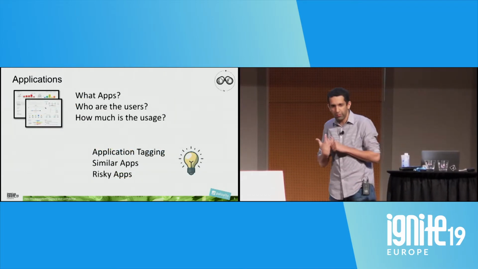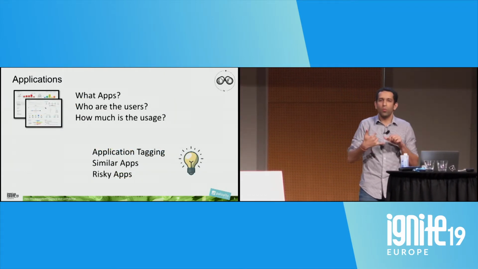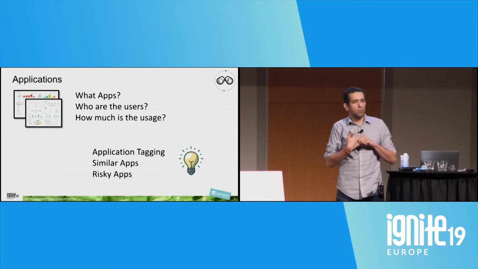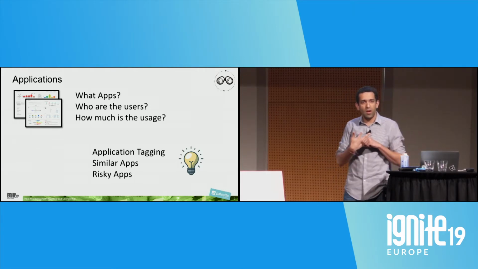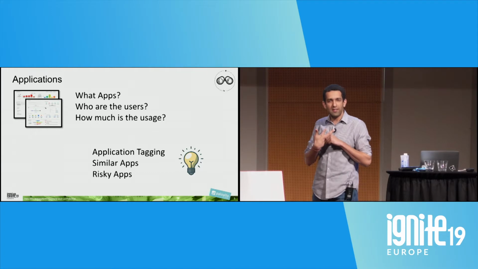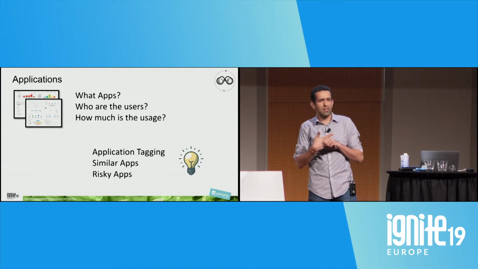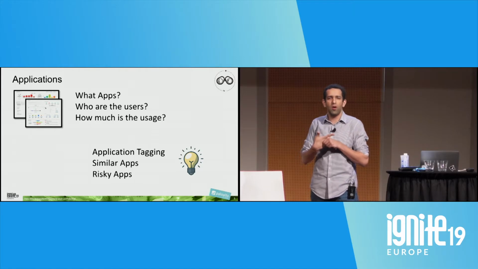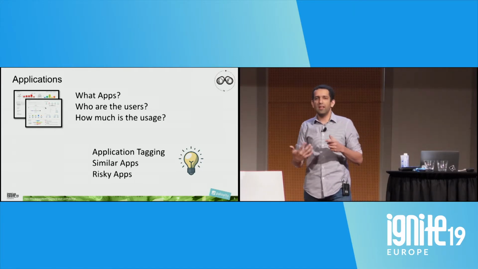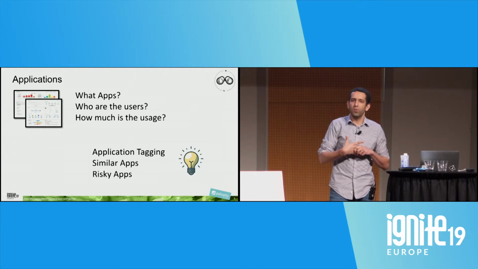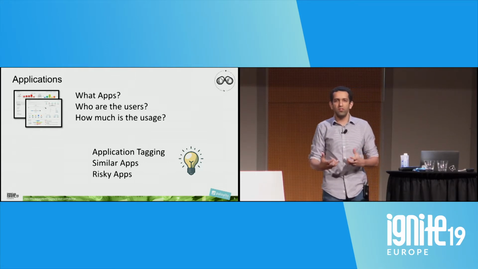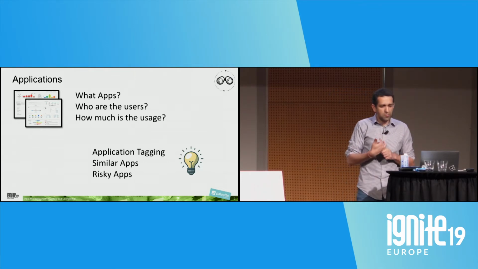Now, what are the questions I'm getting answered here? I'm getting answered, what are the apps out there? Who are the users using these apps? So I want to know how many users are using unsanctioned applications. And then I also want to know what sort of usage. Am I seeing a lot of data going to a personal Dropbox instance? Things like that are also important for you to know, right? So these are some of the basic questions you'll want to answer, and some of the best practices as part of this.